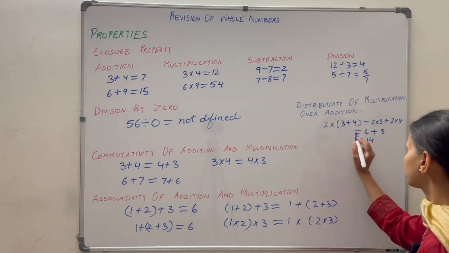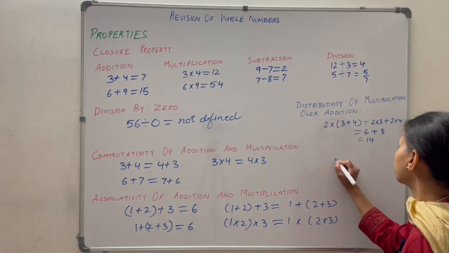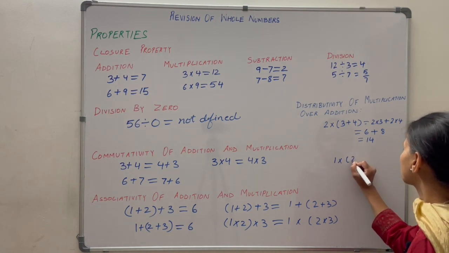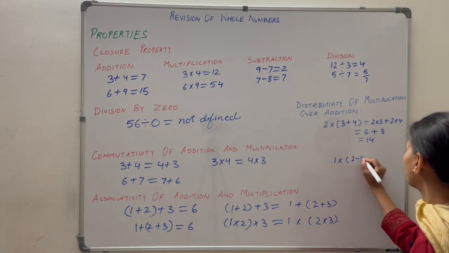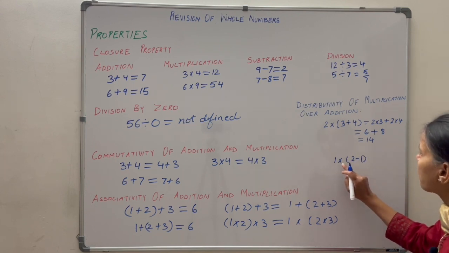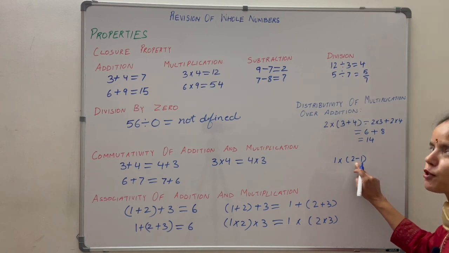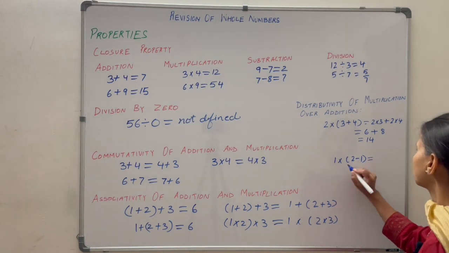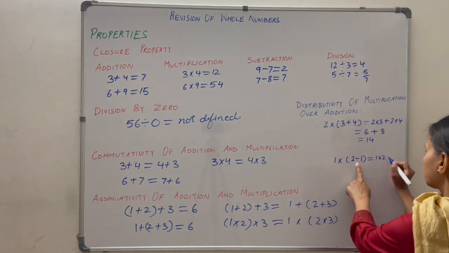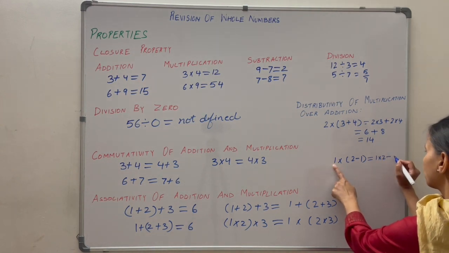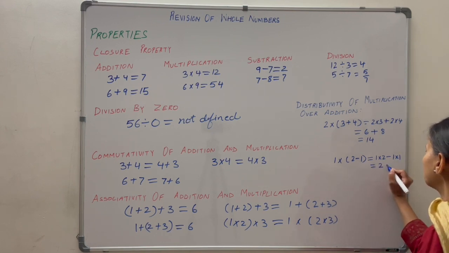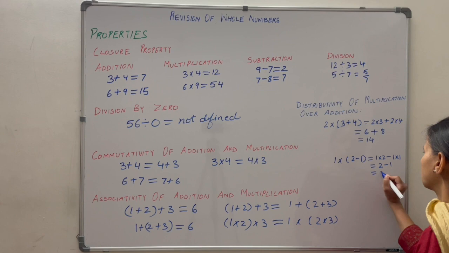If you have here instead of plus, say minus, 1 into 2 minus 1. Okay, so this is called distributivity of multiplication over subtraction because here it is minus sign. So we multiply 1 into 2 and here it is minus sign, so I am going to put minus. Then you multiply 1 into 1. So this is 2 minus 1. This is 1.